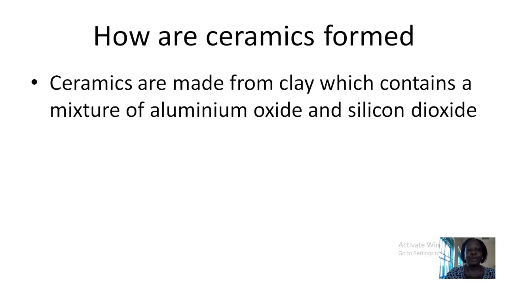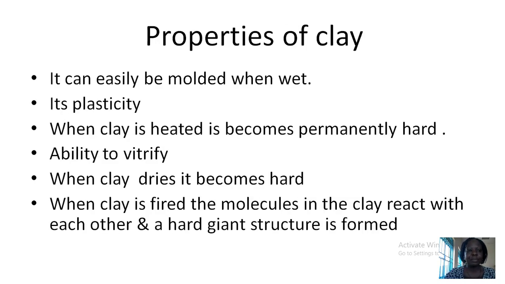How are they formed? They are usually made from clay, and clay contains aluminum oxide and silicon dioxide. We also mix the clay with water. After molding the shape that you are interested in, then to make it extra hard, that's why we need to heat it. So that is how the ceramics are made.